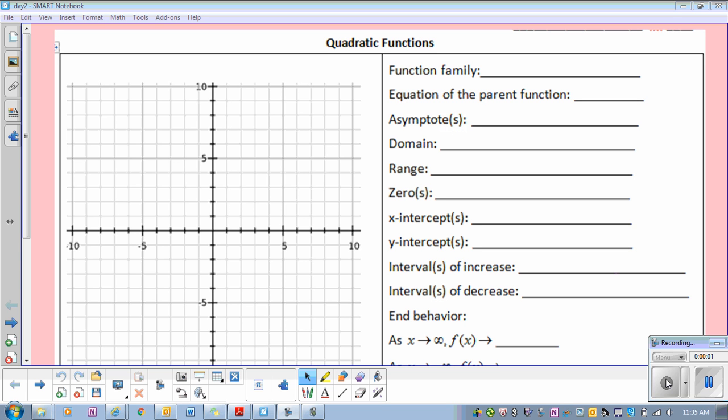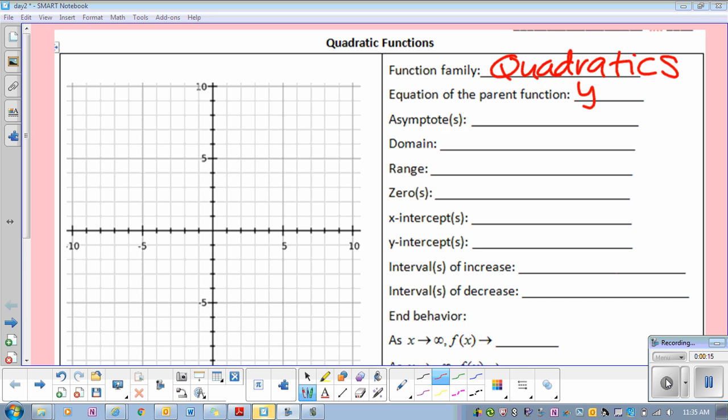Best of all review, we're going to look at quadratics and hopefully variations. So, quadratic functions, what is the function family? Well, okay, so these are called quadratics, and the equation is y equals x to the what? Square. Good. Remember, power of 2. If your biggest exponent is 2, that is a quadratic.